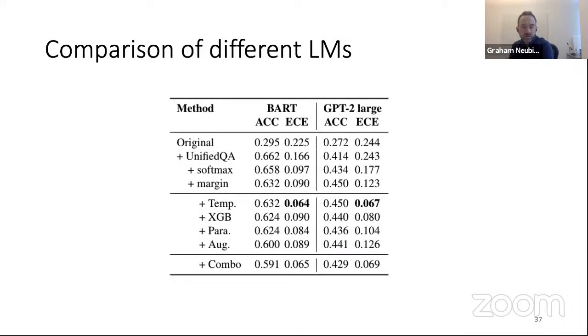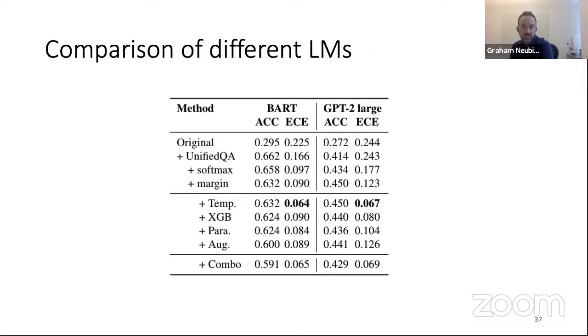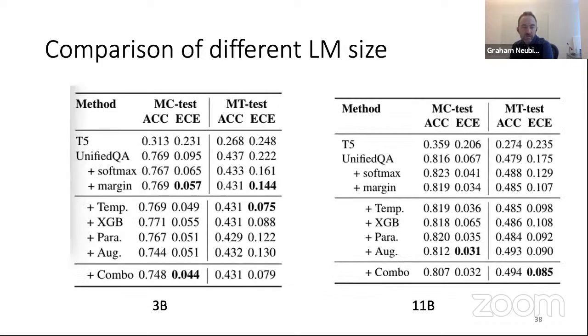We also tried this with different language models, and basically the results more or less hold. The combination of fine tuning plus temperature scaling gives much better expected calibration error. And this also holds for different model sizes, although larger models do tend to be better overall, both with respect to accuracy and calibration error.